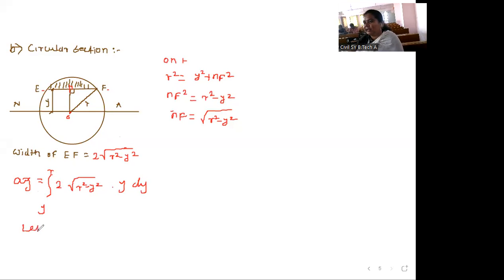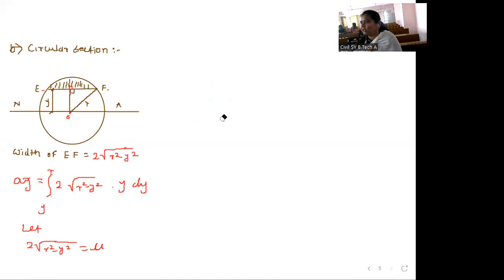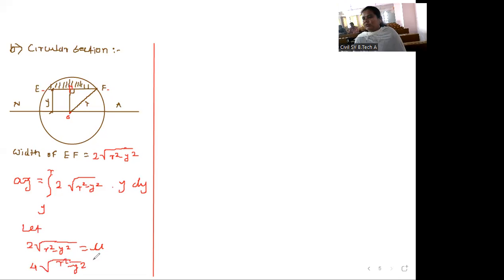Then let us consider 2 square root of r square minus y square equal to u. आपण काय करूया, 2 square root of r square minus y square च्या ठिकाणी u पुट करूया, म्हणजे आपल्याला सॉल्व्ह करायला थोडं सोपं जाईल. जर लक्षात येत नसेल तर लोड घेऊ नका. ठीक आहे, we will put 2 square root of r square minus y square equal to u. So 4 square root of r square minus y square is equal to 2u, 2 times u.